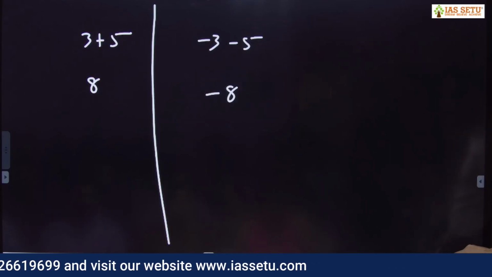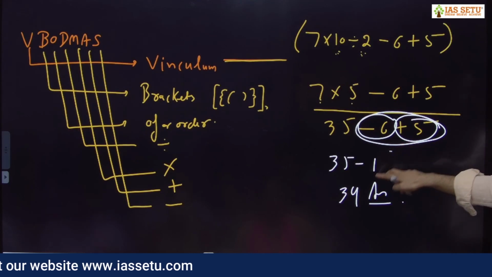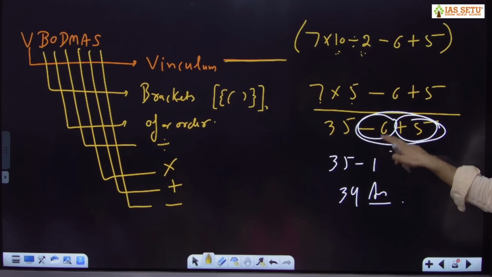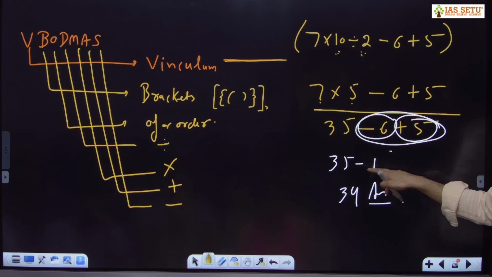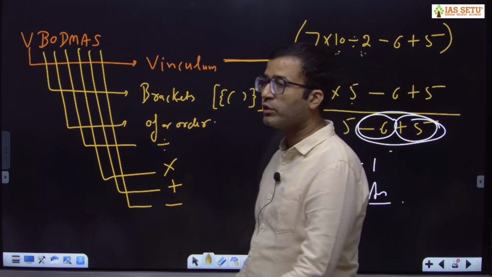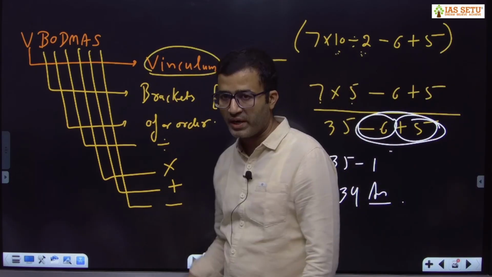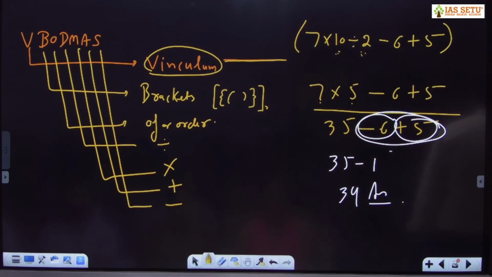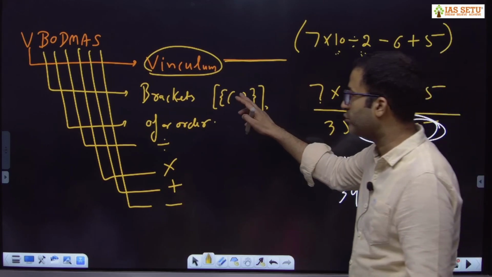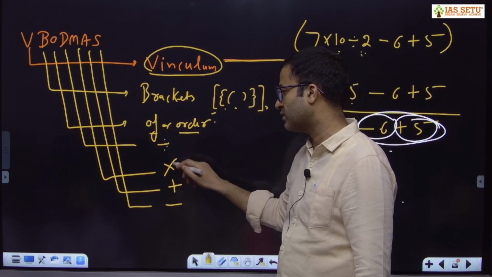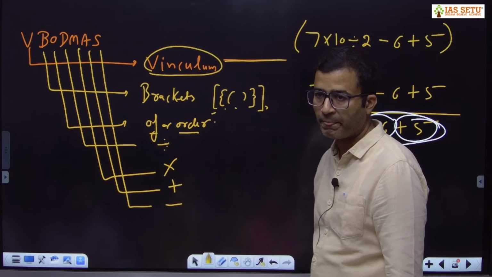Is this clear? Those who are getting 24 as an answer, minus 6 plus 5 doesn't mean minus 11. Minus 6 plus 5 means minus 1. So 35 minus 1 is 34. Come to the rule. So our rule is, first, if there is a vinculum bracket, you have to remove the vinculum bracket. You have to solve the calculation under the vinculum bracket. Then if you have brackets, you have to open first small, then curly, then square. Of, order, then division, multiplication, addition, subtraction.